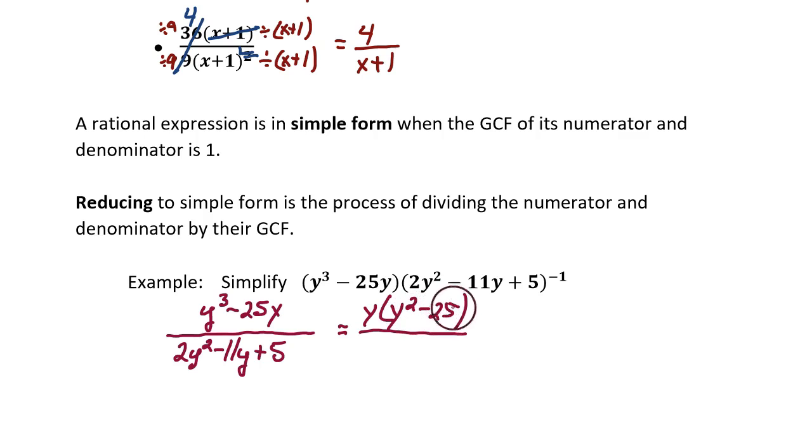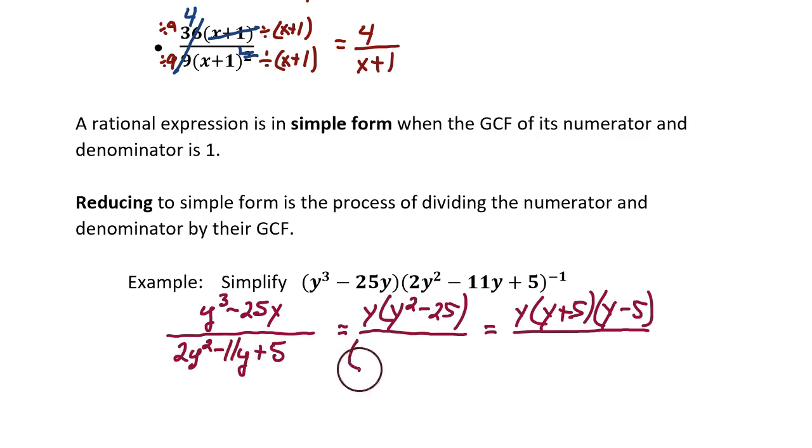The y squared minus 25 is a difference of squares and factors farther, as y plus 5 times y minus 5. In the denominator, we have a factorable trinomial. Double parenthesis pattern. 2y times y is the 2y squared. Because the last number is positive 5, possibilities are 1 times 5 or negative 1 times negative 5. The middle term is negative, so let's use the negative factors.